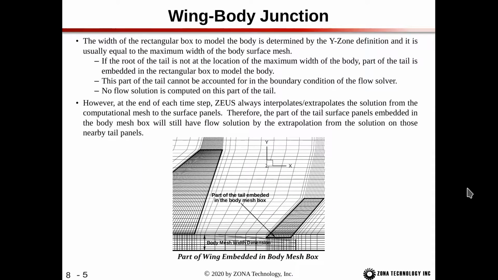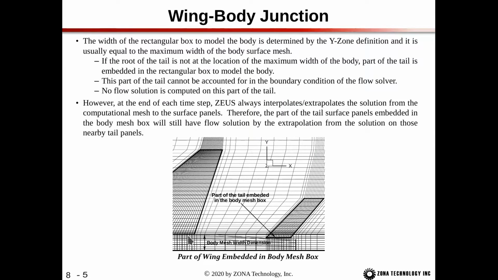Next, we'll look at the wing-body junction. The width of the rectangular box to model the body is determined by the Y-zone definition, and it is usually equal to the maximum width of the body surface mesh. So if the root of the tail is not at the location of the maximum width of the body, or wherever this Y-zone boundary is, then part of the tail is embedded in the rectangular box to model the body. And this part of the tail cannot be accounted for in the boundary condition of the flow solver, so no flow solution is computed on this part of the tail.